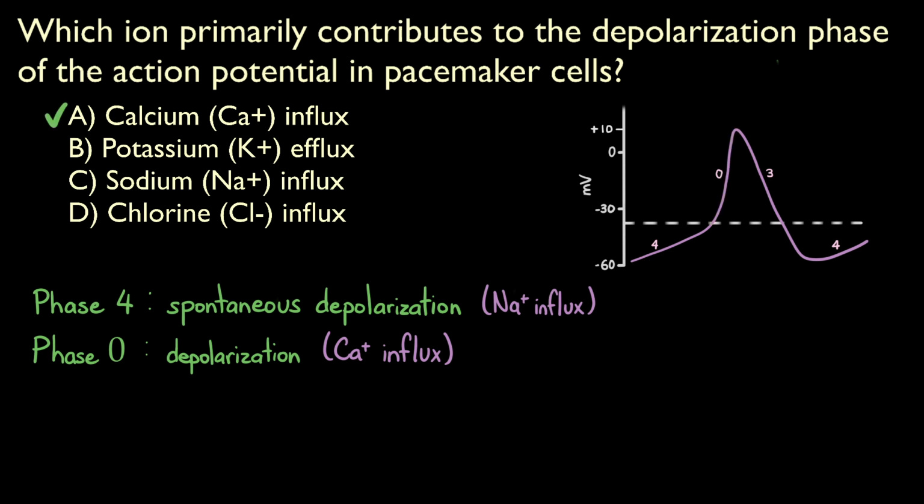Therefore, the correct answer is A. Calcium influx is the primary ion responsible for the depolarization phase in pacemaker cells.